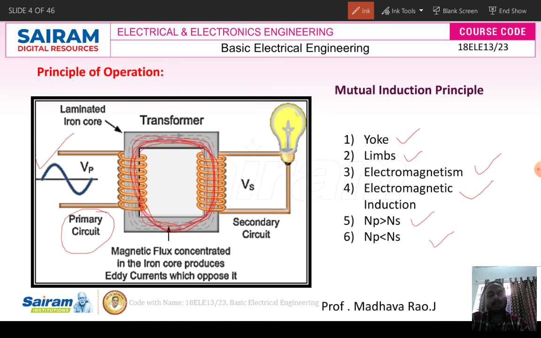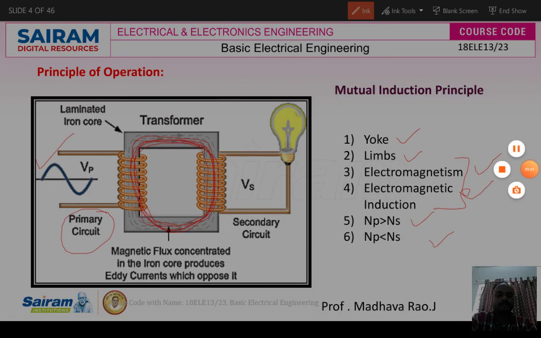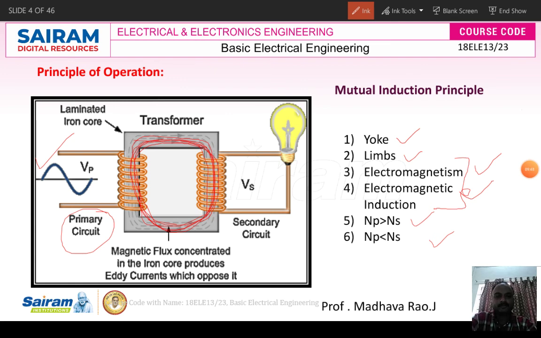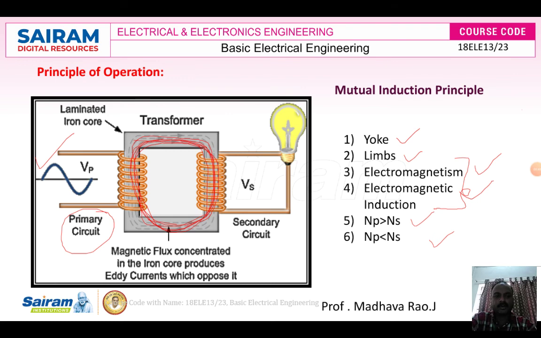Both these principles, electromagnetism and electromagnetic induction, together we call mutual induction. Based on the number of turns in the primary and secondary windings, transformers are classified into two types, step up and step down transformer. Okay, so this is about the principle of operation.